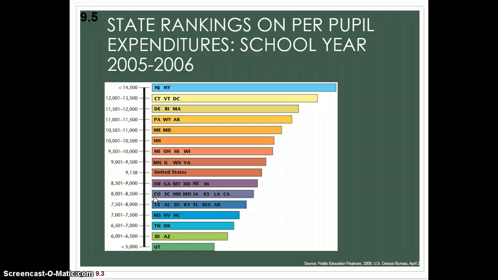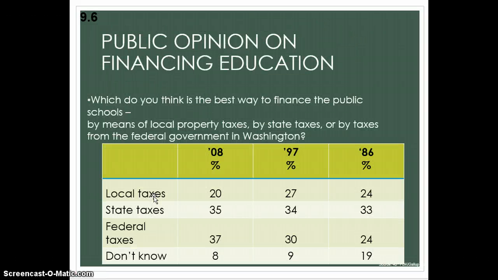Especially because the cost of living in South Carolina and Georgia is lower than it would be in New Jersey or New York. However, I do want to point out Massachusetts and Connecticut, where a lot of high achievers in U.S. public schools are closer to the top. All right, what about you? Do you think this is the right way to finance public schools?